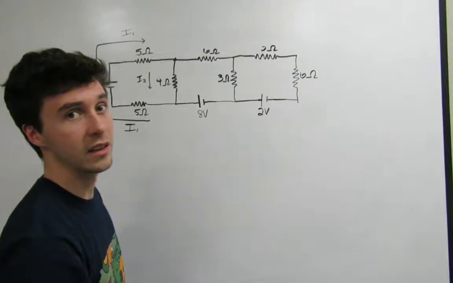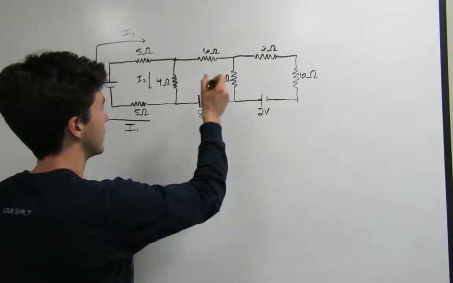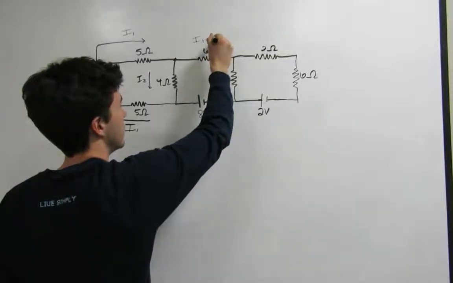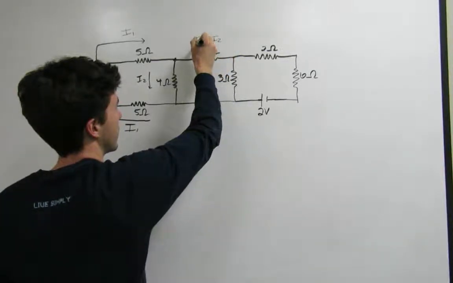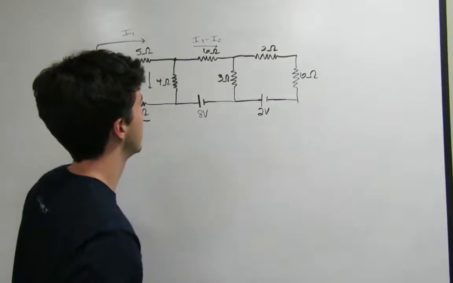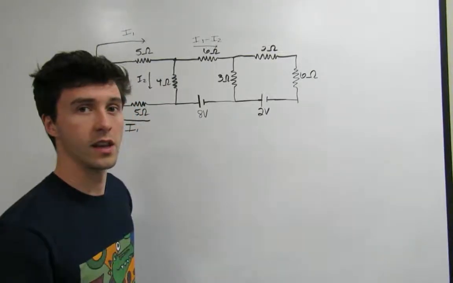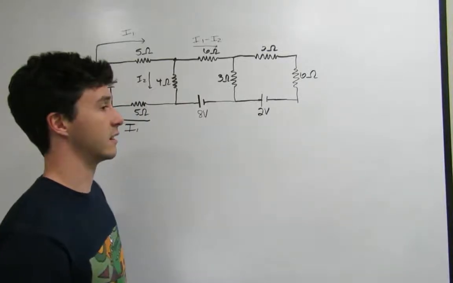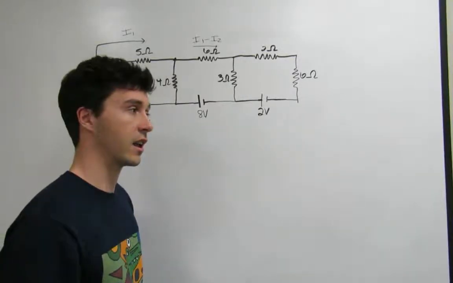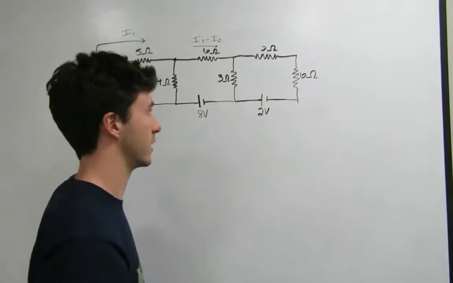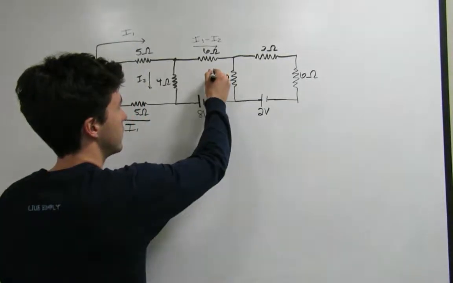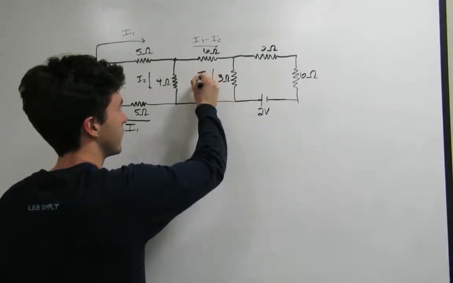But we're going to rearrange that a little bit, and we're going to say that I1 minus I2 is traveling this direction. It's just a different way of saying it. What we're ultimately doing is reducing the amount of variables we'll have in our equations, which will make solving it a lot easier. So we'll call this one I3.